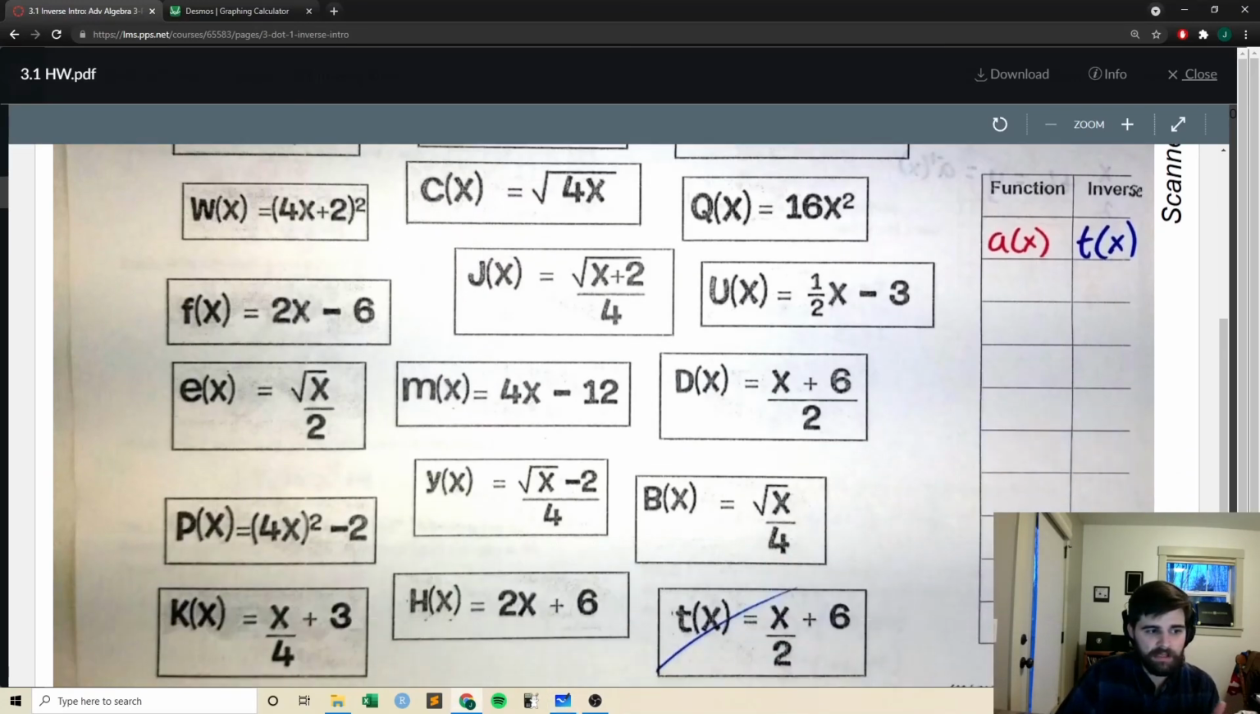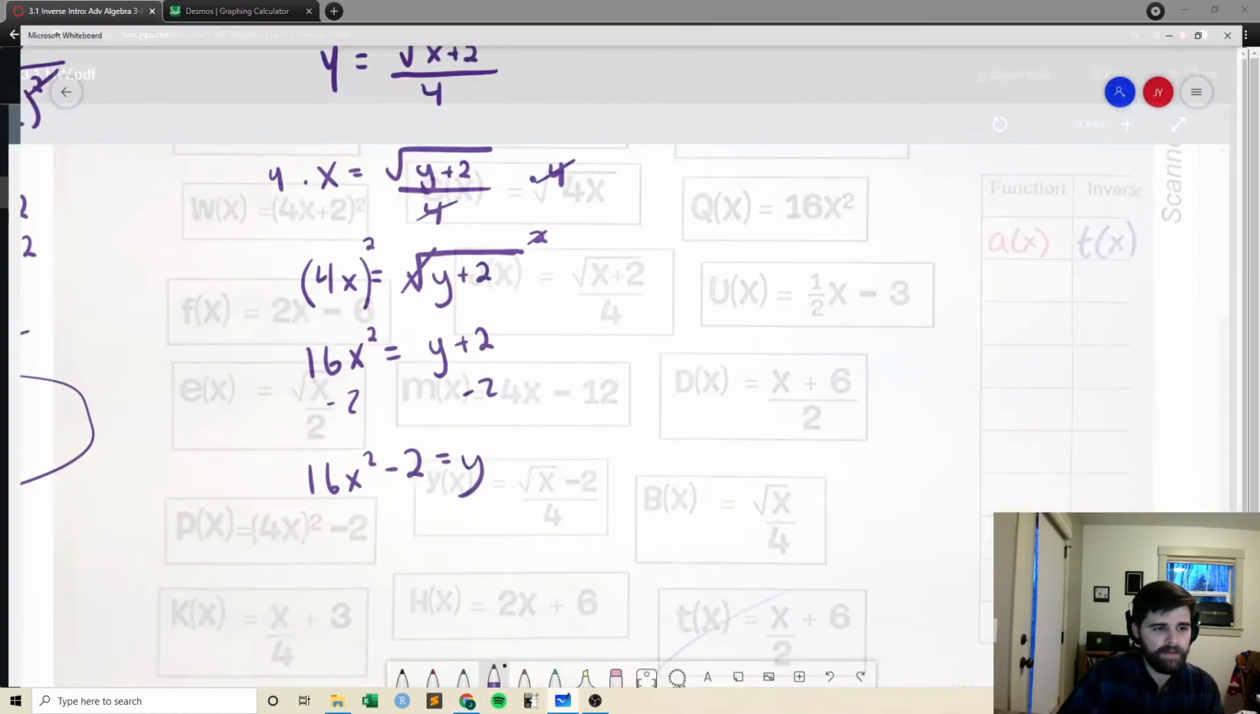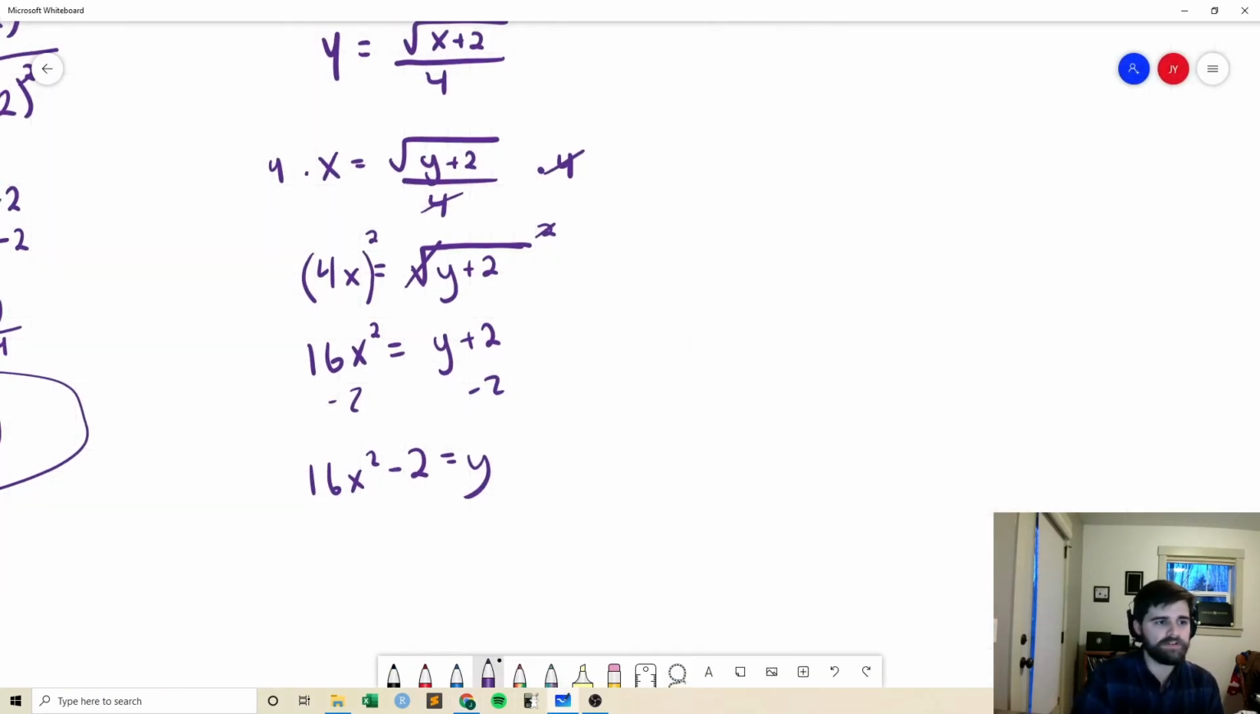Ooh, what about p? So this doesn't look exactly like my answer, but maybe that's the same thing. 4x, the whole thing squared, minus 2. Well, yeah, that works, because look, 4x, the whole thing squared, is 16x squared. So those are equivalent. And you'll find this on the homework, that you might see something written in a slightly different form than you're used to, or that you write down, but it doesn't mean you're wrong, right?